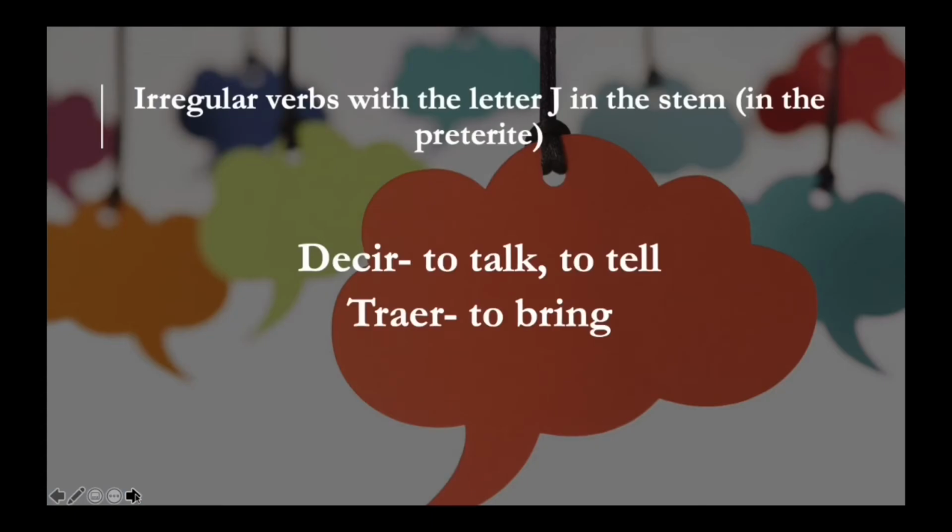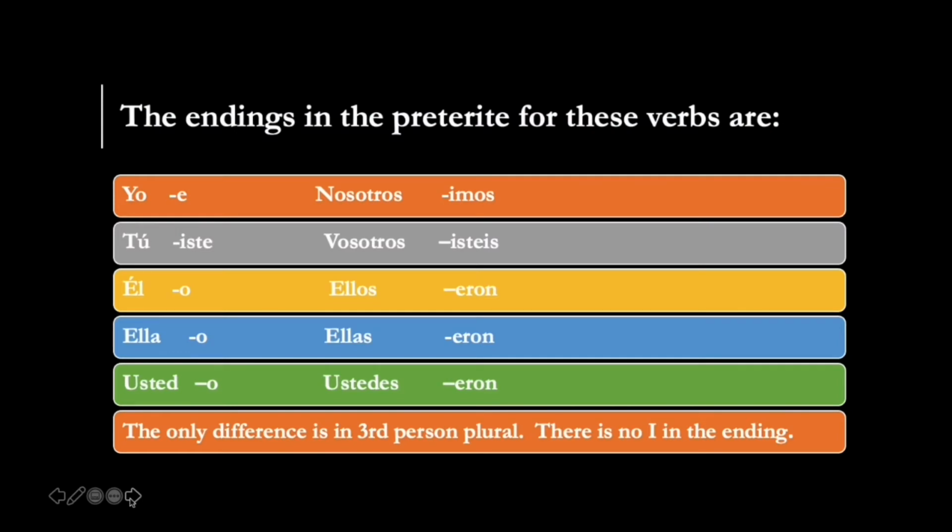Now we have the next set of verbs, and they have a J in the stem. And these are the endings. You'll notice they're the same, except for when you get to the third person plural. There is no I. It's not ieron, but it's rather eron. That is the only difference.